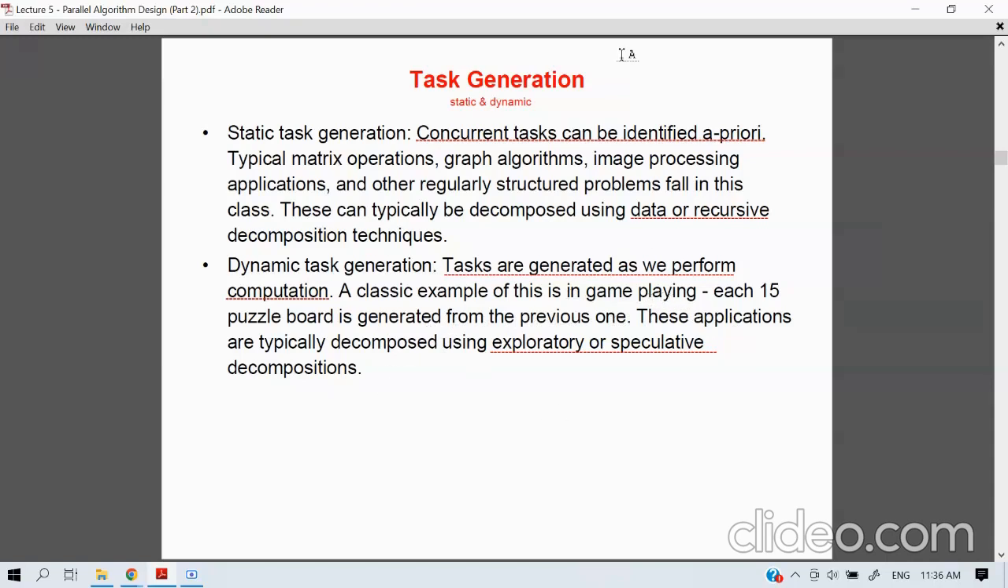decomposition technique. So task generation, before you choose the technique, you need to consider whether the concurrent task can be defined at an earlier stage or not. If yes, it is static task generation and you need to use data or recursive. If you do not know, it is called dynamic task generation and you might use exploratory or speculative. Okay, that one is related to task generation.